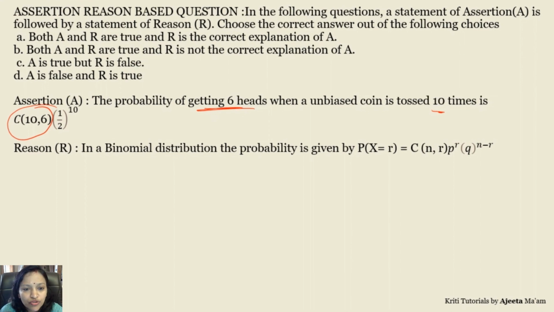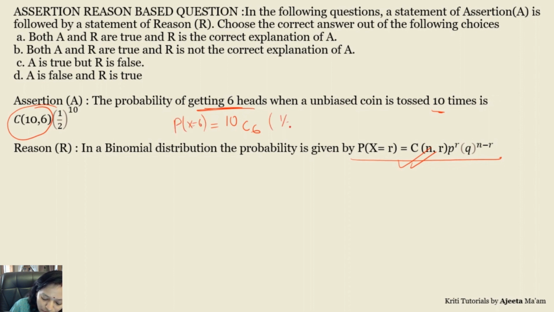So now we have the question of assertion reason. The assertion is that the probability of getting 6 heads when an unbiased coin is tossed 10 times is given here. So let's use the formula of binomial distribution, which is given in the reason. If the formula is correct, then your reason is also correct. So yes, the formula is correct, so your reason is true. Now let's check the validity of the assertion. If we have 10C6, right? Because we have to find for exactly 6 heads.